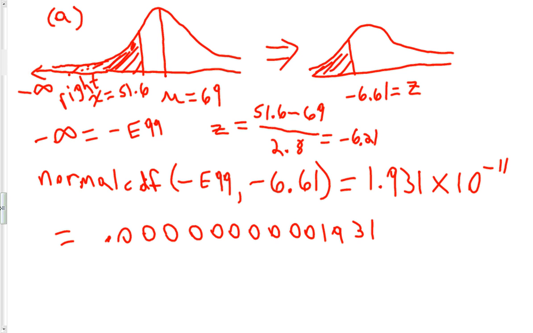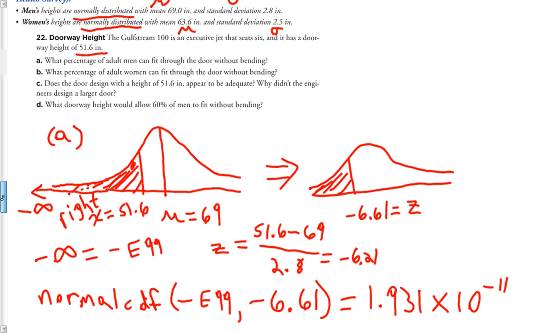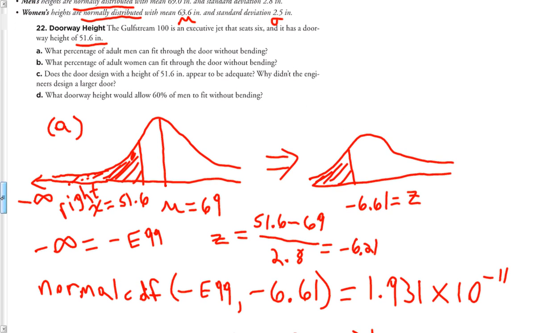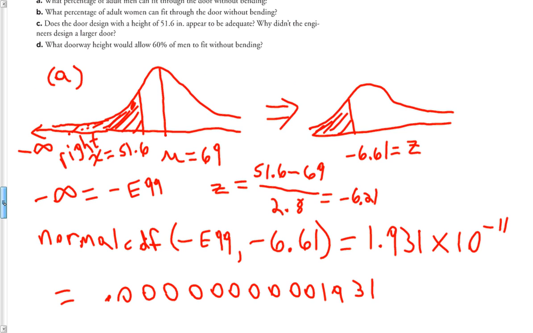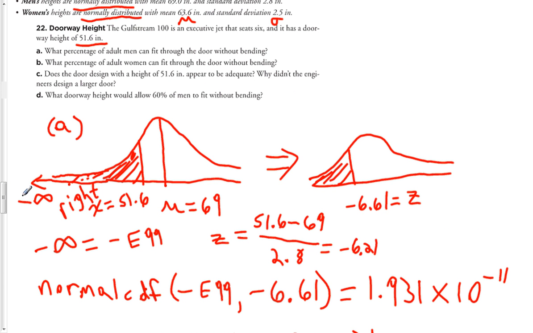All right, so let's go back to the question. Part A is, what percentage of men can fit through the doorway without having to bend? Well, the answer is this fraction, or this is the decimal form of the percent for part A. Part B is, what percentage of adult women can fit through the door. So let's skip that one. We will be doing the exact same thing, but with this mu and this sigma, and we would find the probability that a woman would have to duck down in the exact same way.